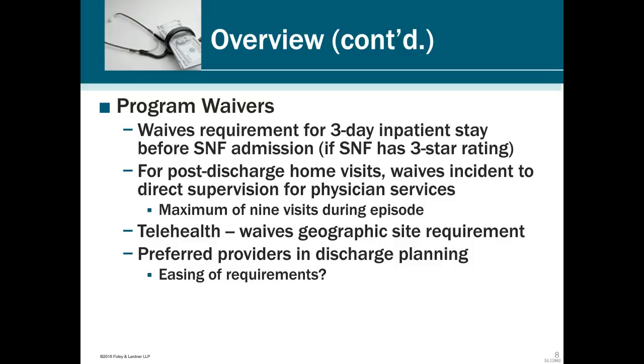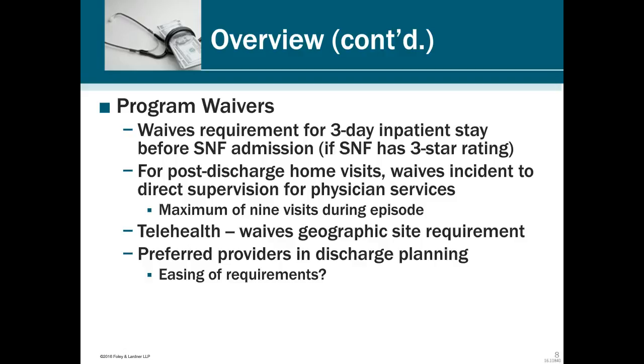The program does have some programmatic waivers that we've seen in other CMS alternative payment programs that are designed to permit more coordination and to help realize some savings. One of the programmatic waivers is a waiver of the 3-day inpatient stay before a SNF admission, but that is only applicable if the SNF to which the patient is admitted has a 3-star rating from CMS on the quality side.